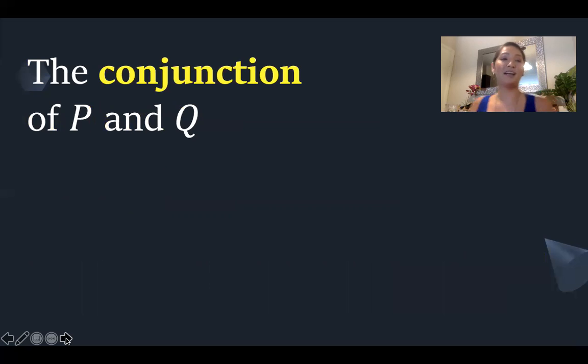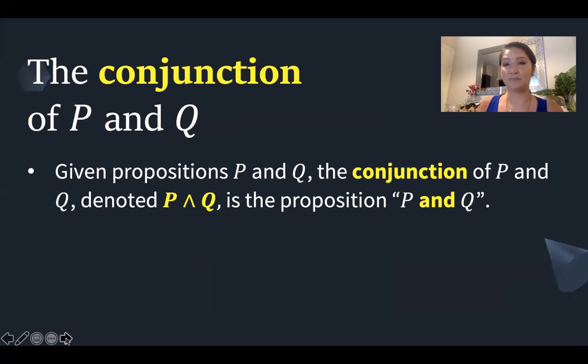Okay, now we're going to define 3 logical connectives. The first one is a conjunction of propositions P and Q. The conjunction of P and Q is denoted this way. You've got this little arrow in between. It looks kind of like a less than sign, but the arrow is pointing up. That is read P and Q.